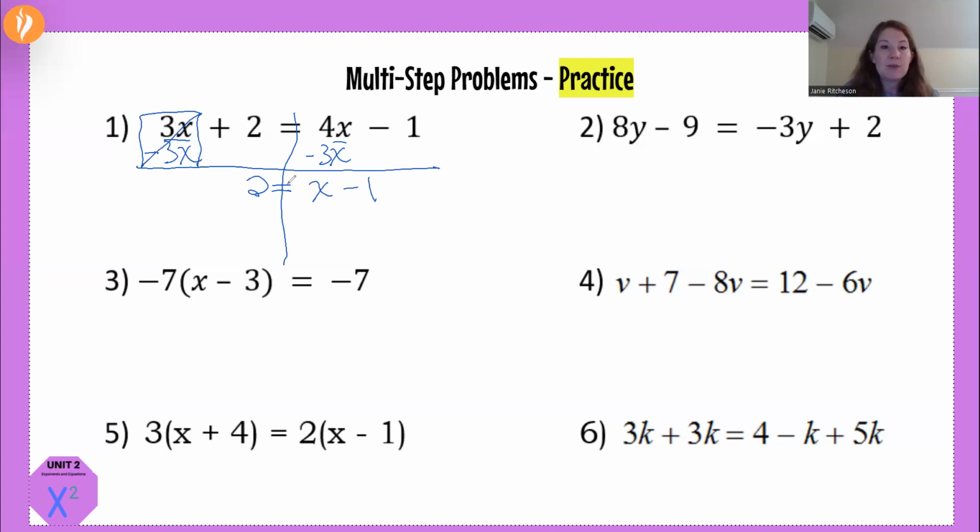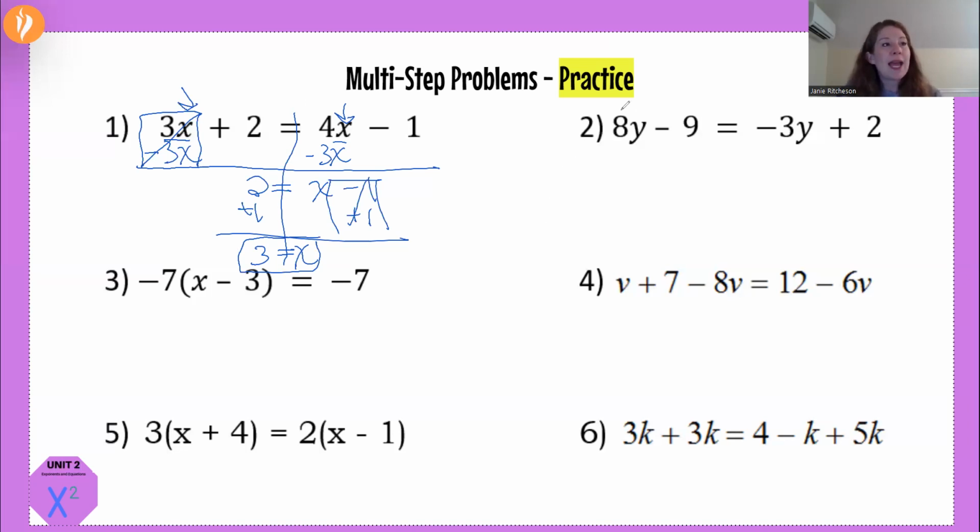What is on the side with x? Minus 1. What's the opposite of minus 1? The answer is plus 1. I'm going to add 1 to both sides. And finally, my last step is bringing down my x, my equal sign, and 2 plus 1 is 3. That's my final answer. And if you take 3 and substitute it for this x and this x, you're going to get the same value on both sides of the equal sign.